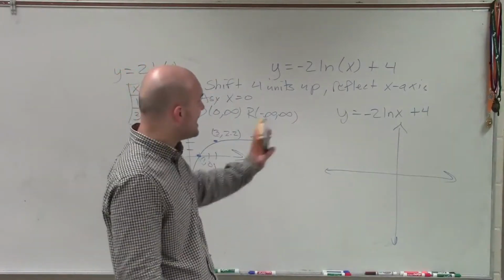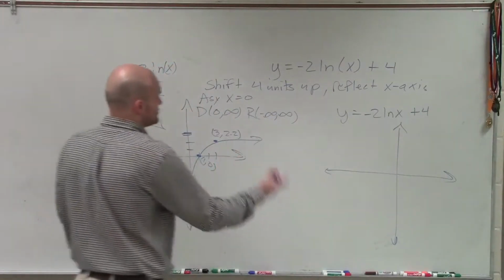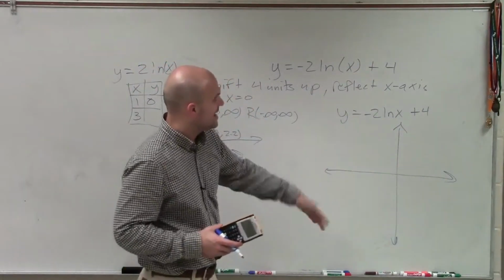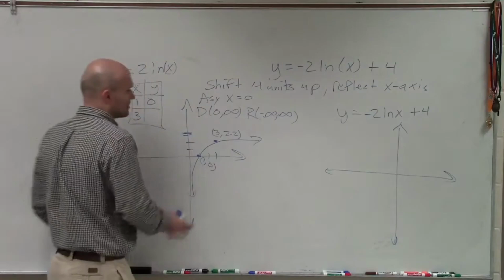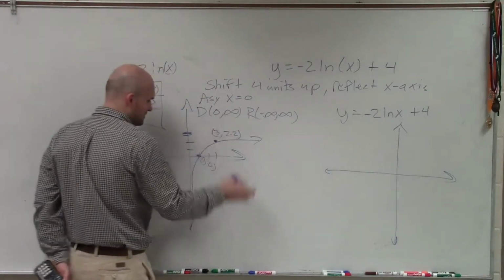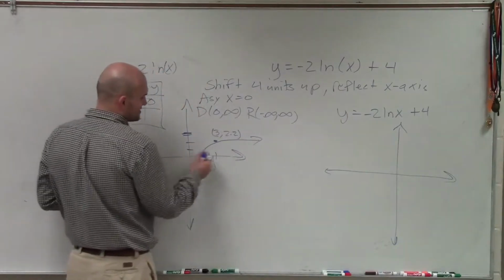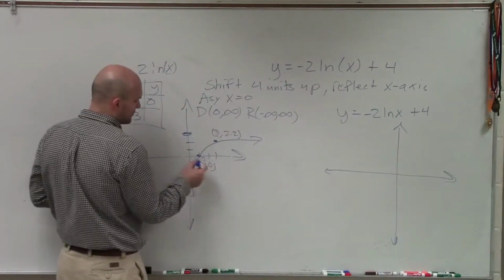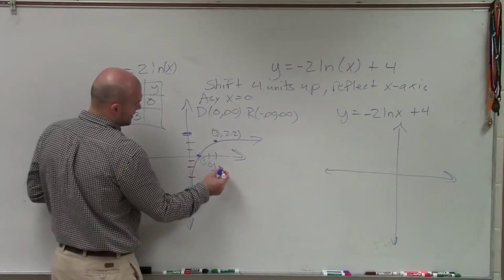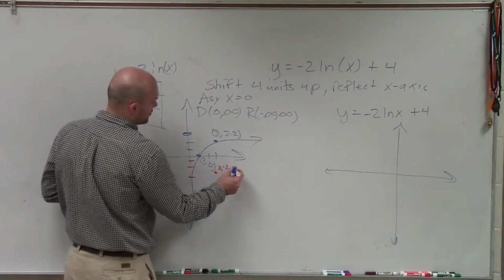OK, so now what we're going to do is we need to apply these transformations. And it tells us to reflect the x-axis and then to shift the graph up 4. So when we're applying this, we need to reflect the x-axis. So therefore, this graph is going to be reflected about the x-axis. So instead of going over 3 up 2, I'm going to go over 3 down negative 2. So it'd be 3, negative 2.2.